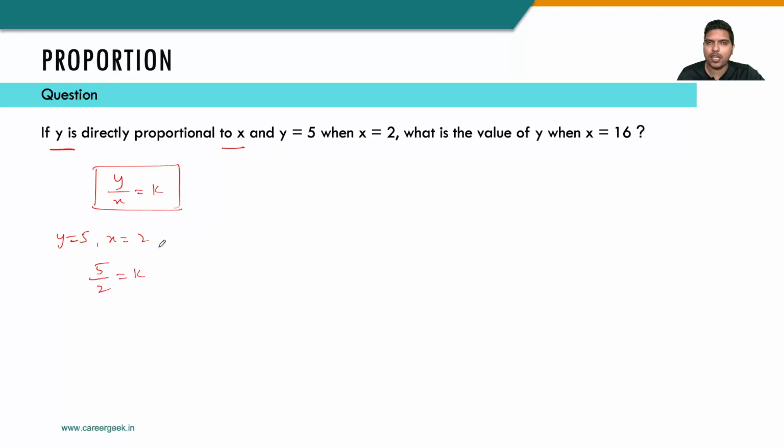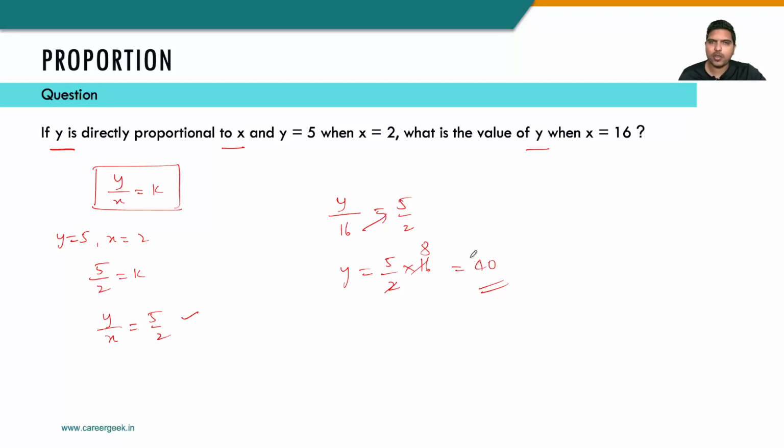They will give a condition to find the value of K. So Y upon X becomes 5 upon 2, right? Once you find the constant, you can substitute. And they're asking, what is the value of Y when X is 16? So we have this Y upon X is 5 upon 2. So take 16 to the other side and simplify to get the value of Y.